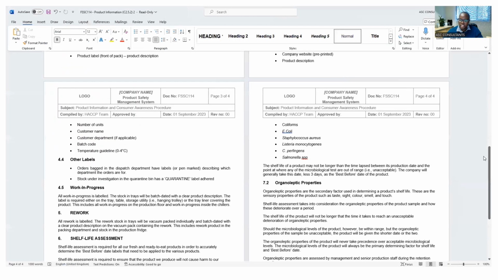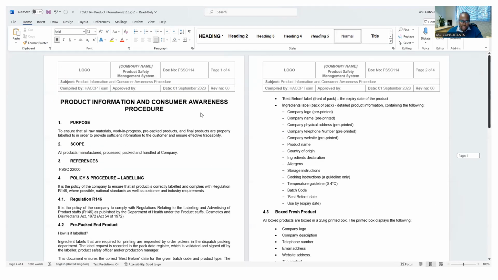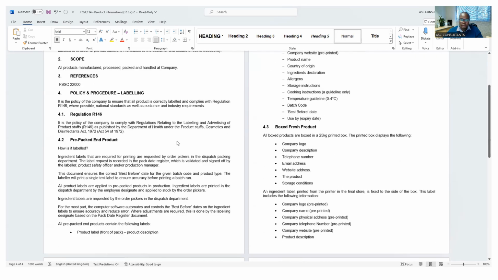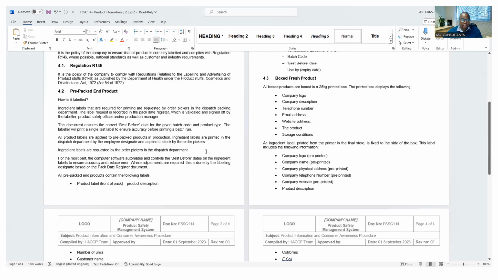So first of all is the procedure. You can see that there is a product information and consumer awareness procedure that details all the requirements that relate to this particular product that we have. We start by looking at the regulatory guidelines that govern this procedure, based on where the product is being manufactured and sold. In this case, we're assuming that the product is manufactured and sold in South Africa, and at this point we are using regulation R146, which is a labeling regulation that falls under Act 54 of 1972, the Foodstuffs, Cosmetics and Disinfectant Act.